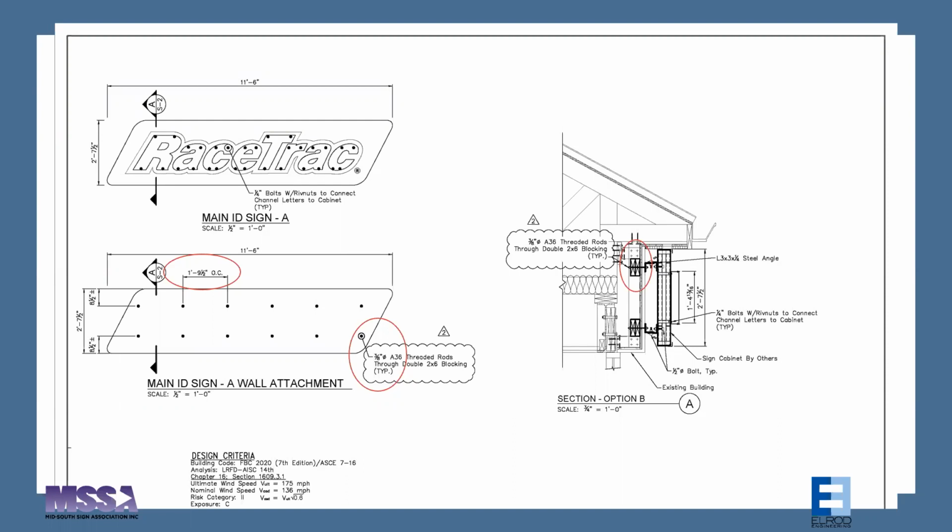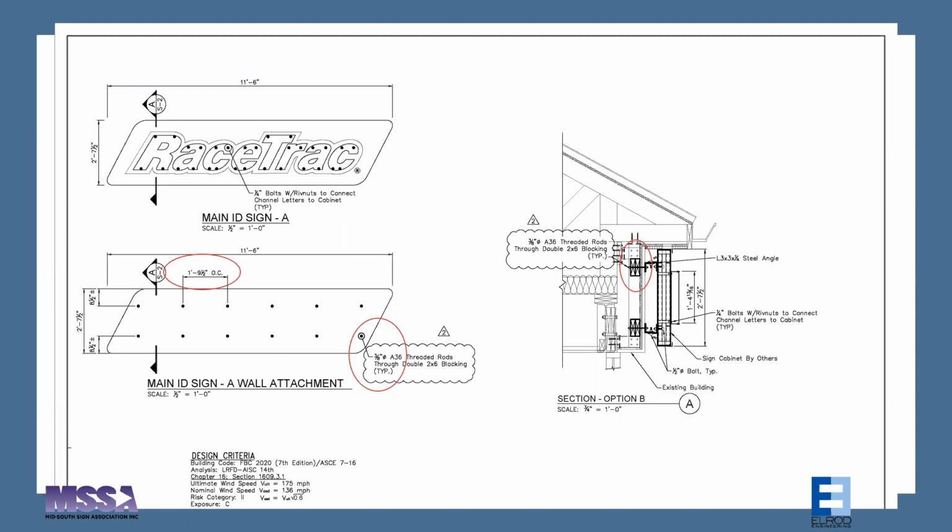3/8 inch A36 threaded rods in this case. Those are what the design was done to. The material properties of that, the loads were applied to it. That's the minimum that it takes to work. You can always upsize, you can always use better materials, but if you're going to deviate from it, get your engineer's approval to make sure that it's still going to work.